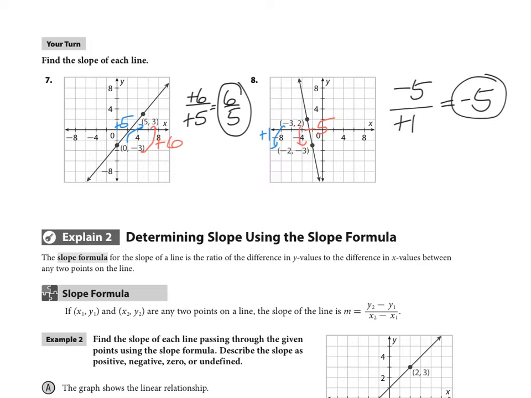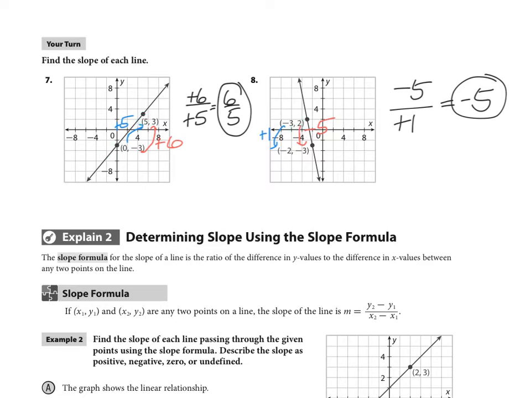So here's what you should have ended up with. In this particular one, change in y, you went from a -3 up to 3, so you went up 6. You went from 0 to 5, so you went up 5. So that's +6 over +5 since we went up and then we went to the right. So you get 6/5.